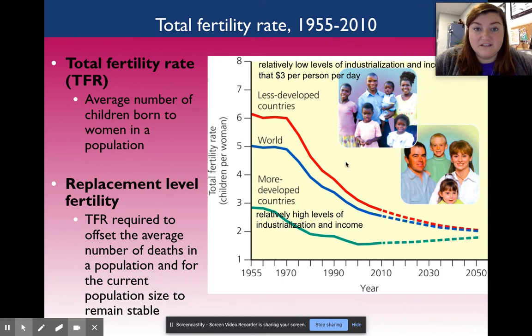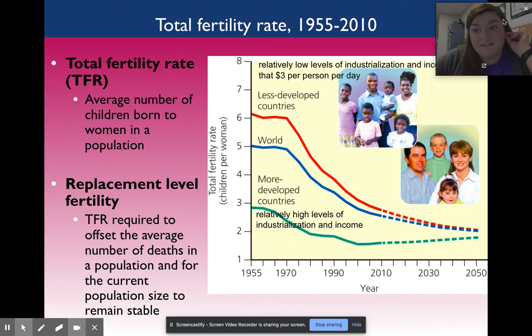So total fertility rate, this is really the meat and potatoes of what we're talking about today. Total fertility rate is just going to be the average number of children born to women in a population. So, for example, if most people have between 1 and 2 children, then total fertility rate would probably be like 1.5, right? Just the average number of children born to a woman.